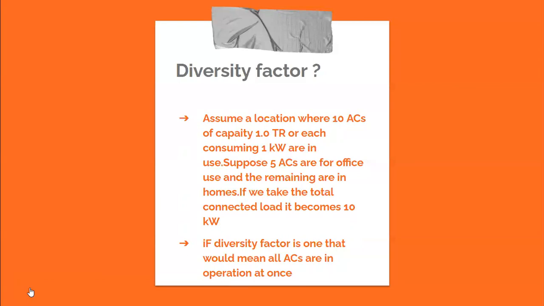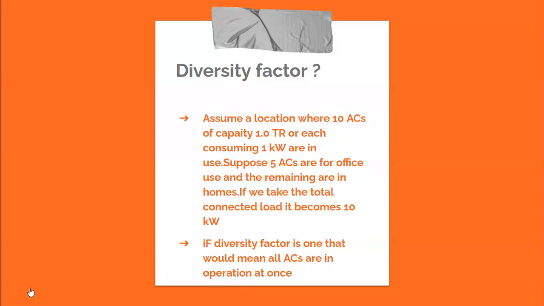Okay, now if you take the diversity factor as 1, what would that mean? If the diversity factor is 1, it would mean that all these air conditioners, the air conditioners in the offices as well as at the homes, the residences, are on simultaneously. They are operating simultaneously. Now, this is not a very realistic scenario.